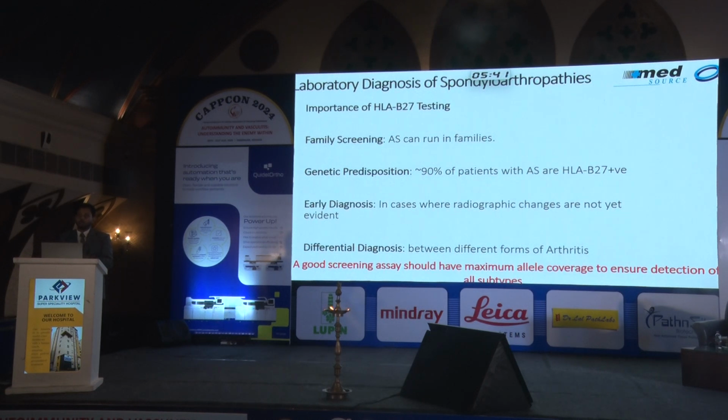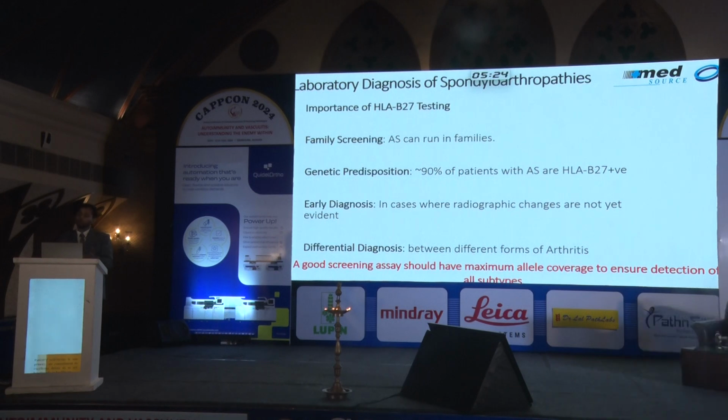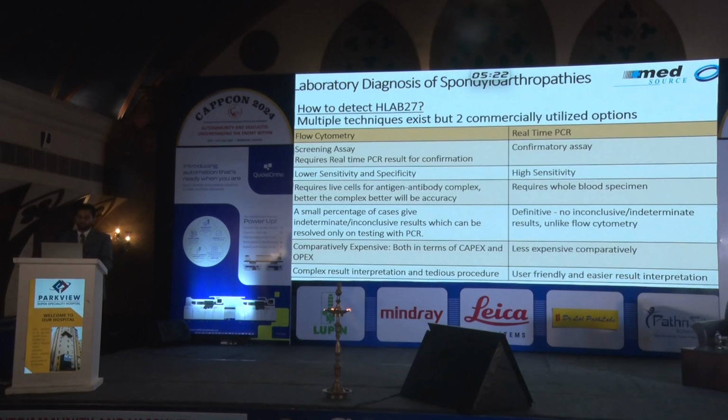However, the incidence of HLA-B27 positivity is higher in axial spondyloarthritis as we compare it with other forms of arthritis. So in totality, the screening assay plays a crucial role in not only an accurate but a precise diagnosis, covering all those alleles and their subtypes.